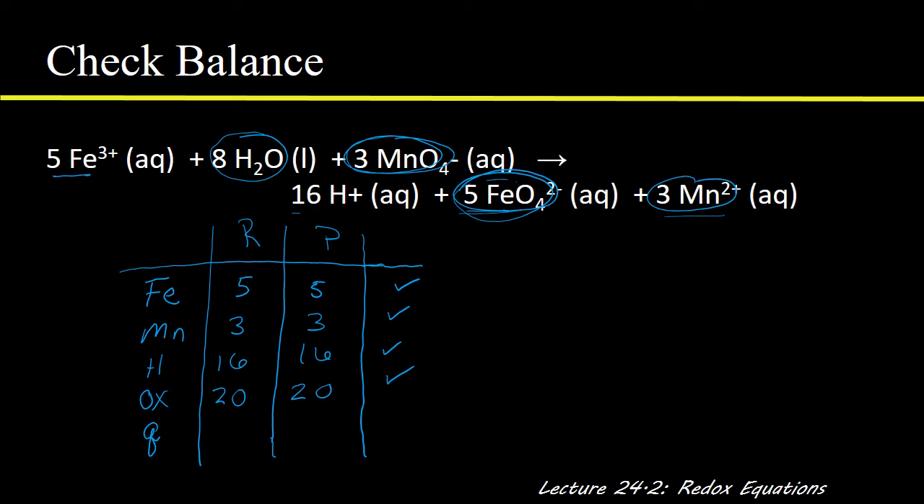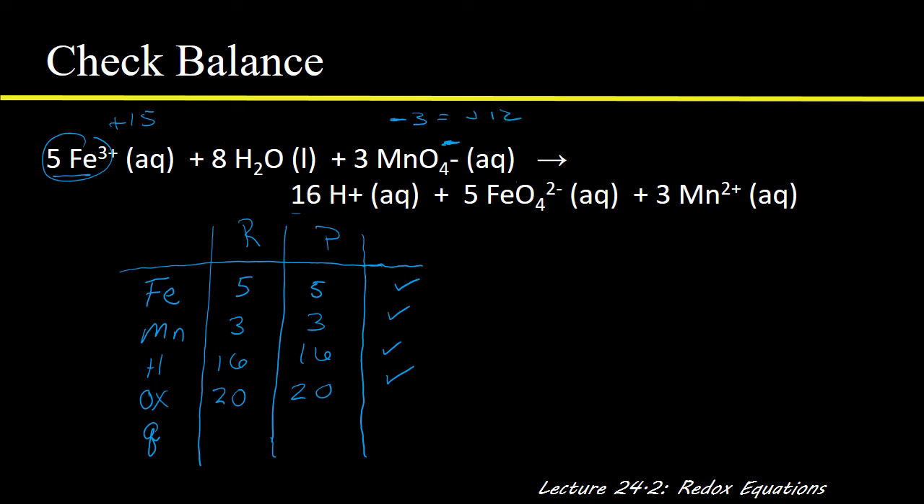All right. On the left-hand side, again, it's not important that the charge is equal to 0. It just needs to be the same. So on the reactant side, we've got plus 15, and then this should be up here. That superscript didn't come out. So we've got 3 permanganates, so that's minus 3. We've got a total charge of plus 12 on the reactant side.